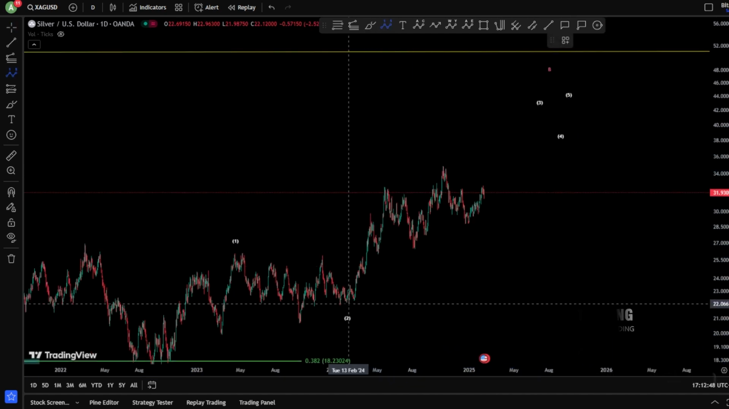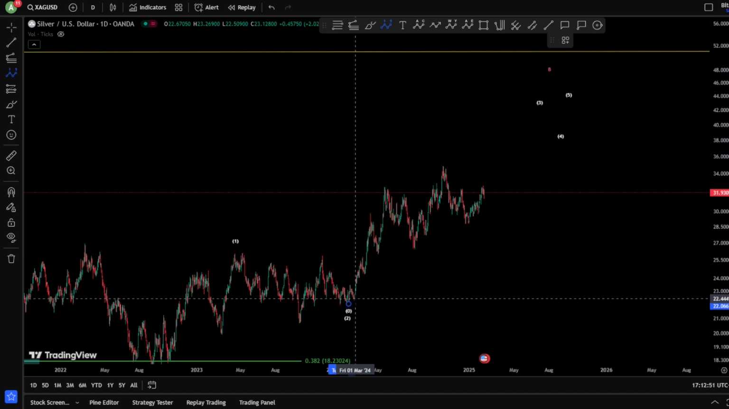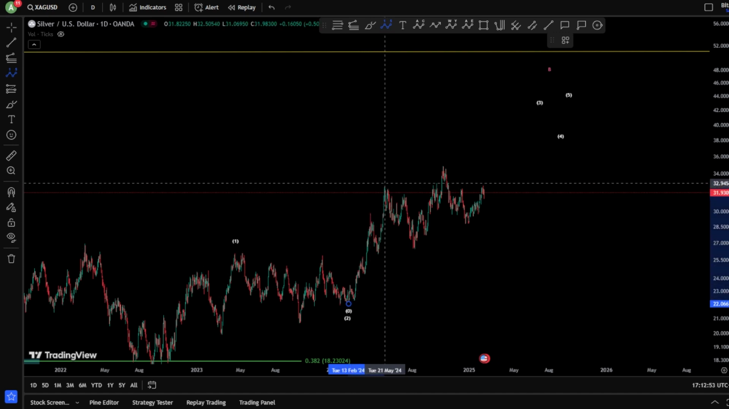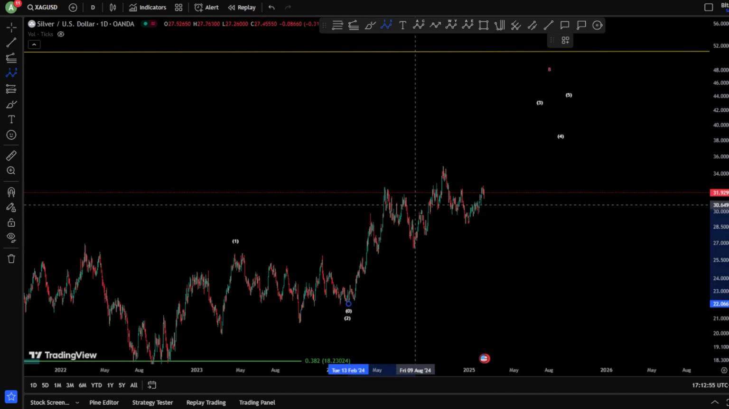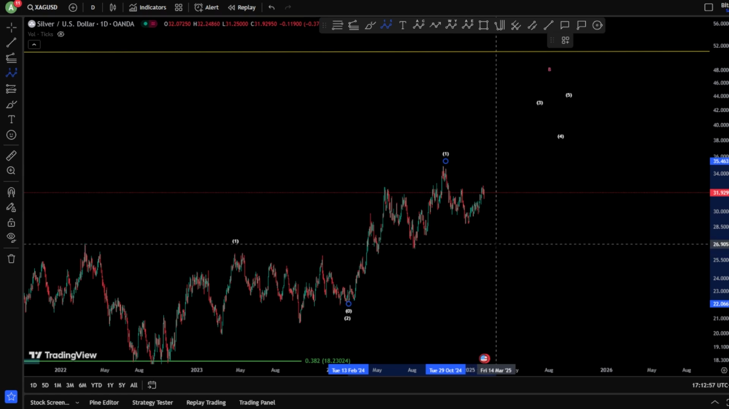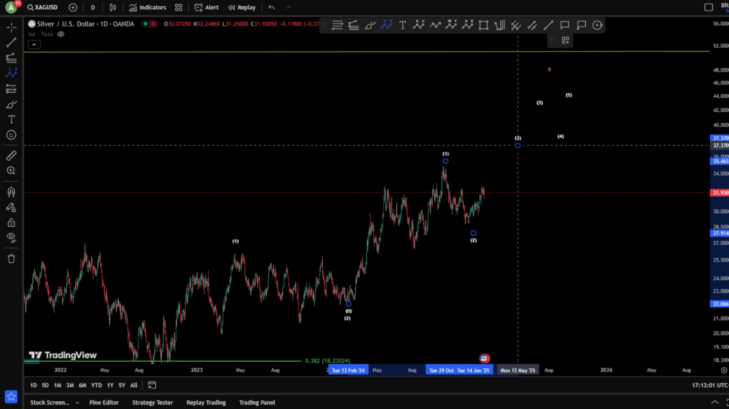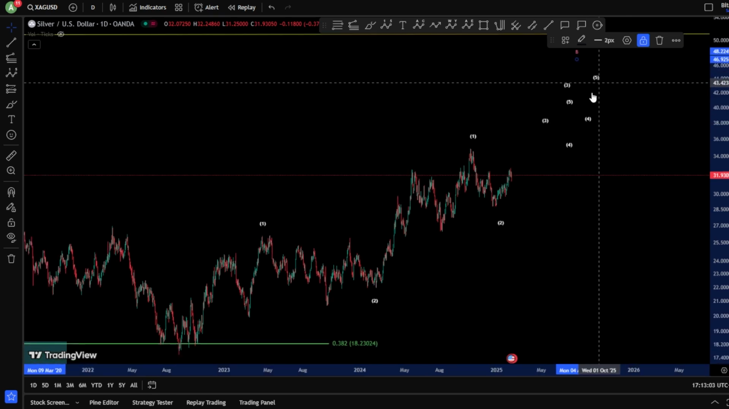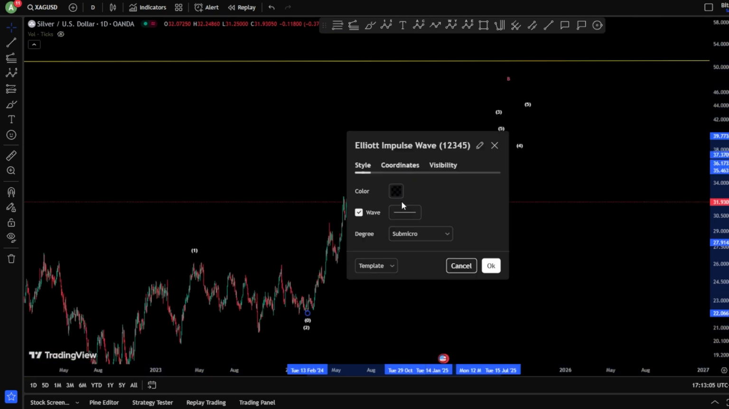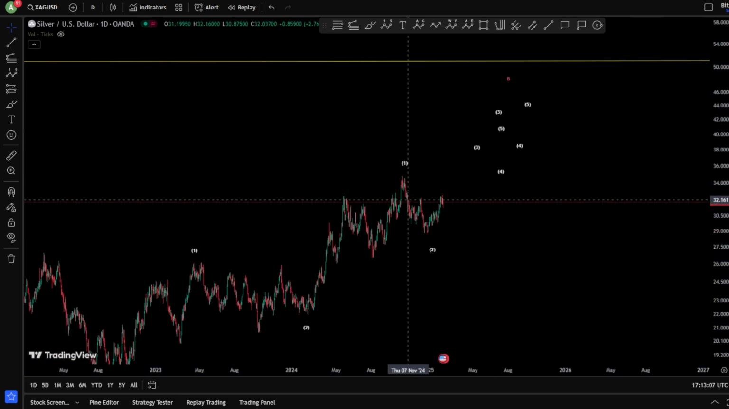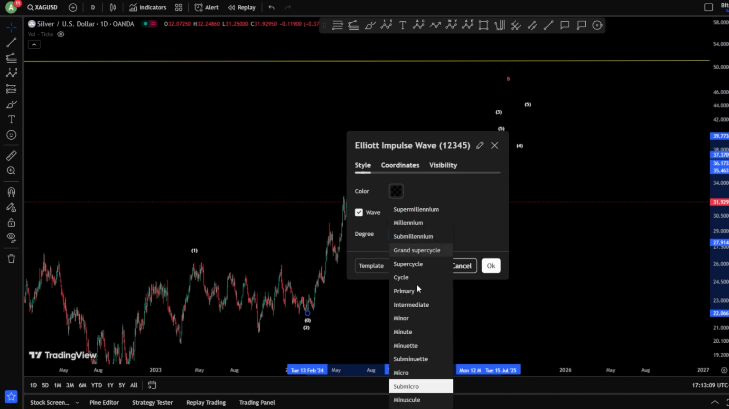Now another 1, 2 can be the following: 1, 2, 1, 2, 3, 4, 5 for wave 3, ABC for wave 4, 1, 2, 3, 4, 5 for your wave 5. Finishing an impulse wave 1, probably you're looking for 2, 3, 4, and a 5. Now this scenario is, of course, the lower scenario.